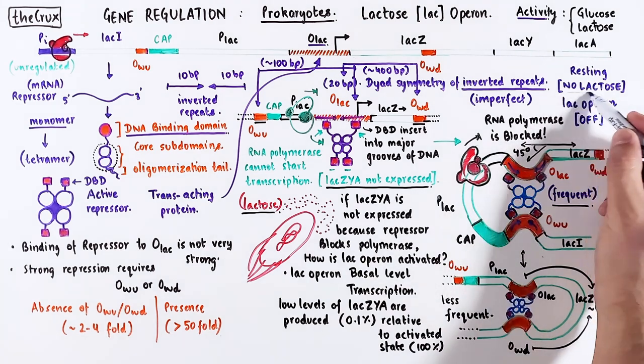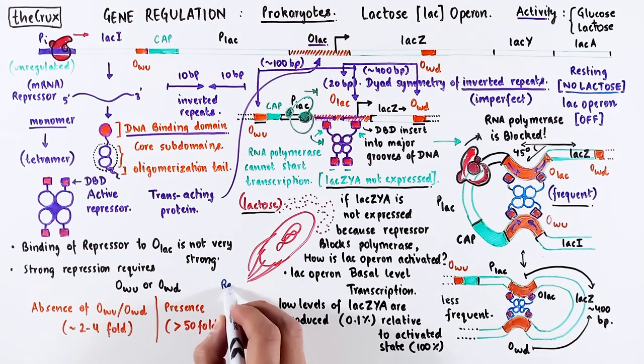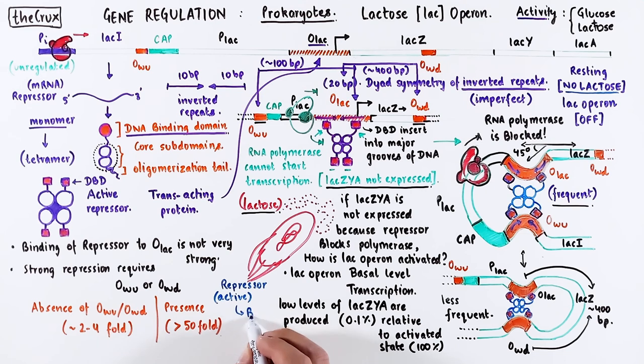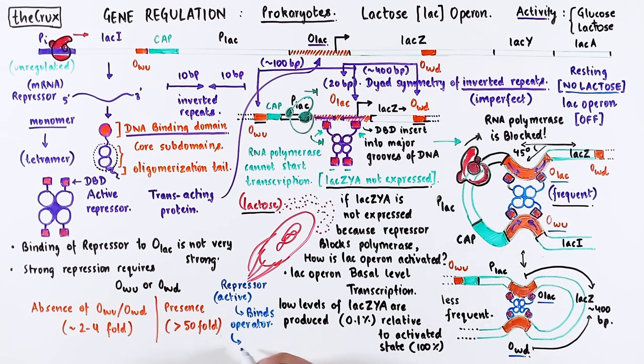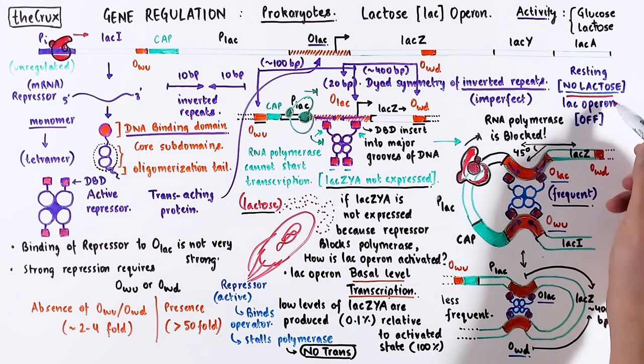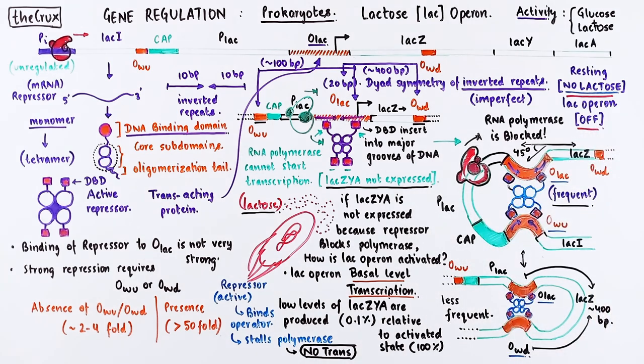So we have established that when there is no lactose, the repressor is active and it binds the operator, and there are two possible ways that it can do that, and this stalls the polymerase, which prevents the transcription. But keep in mind, there is always some basal level of transcription occurring in the cell. And this completes the scenario where if you have no lactose, the operon is off.